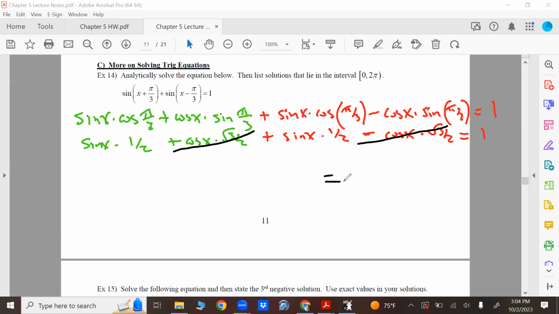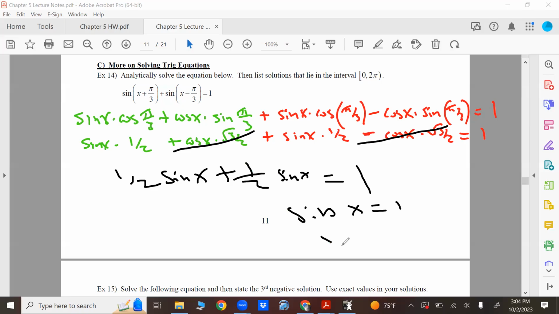Right. And you have half sine x plus half sine x, which is what, guys? Just sine x. And we know what that is. What's sine x equal to? Boom, there you go. And I'm not asking for general solutions, just from 0 to 2 pi. Yep, just pi over 2. Yep. Okay. Last one.